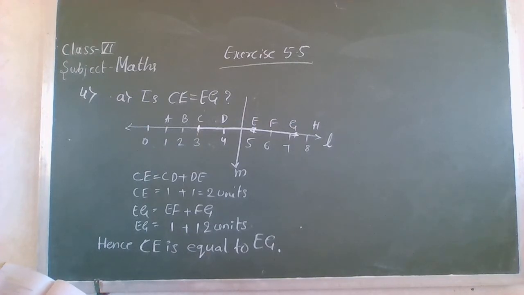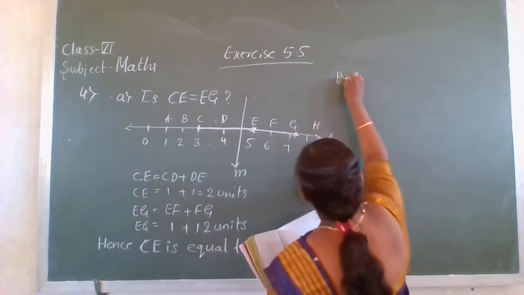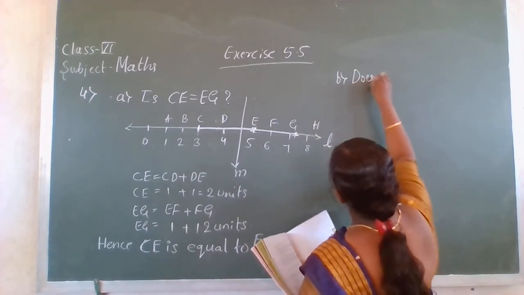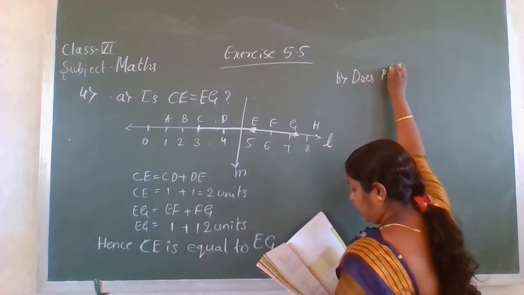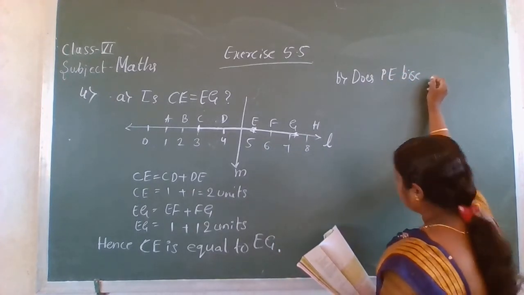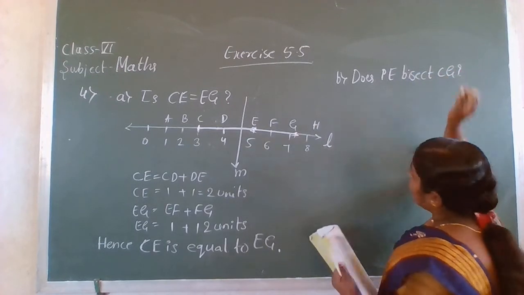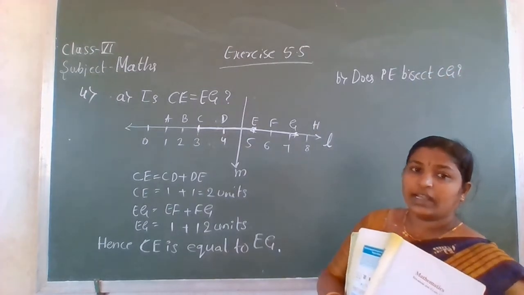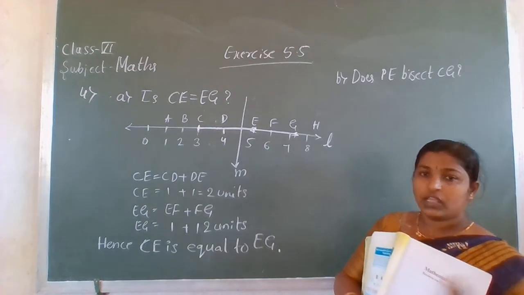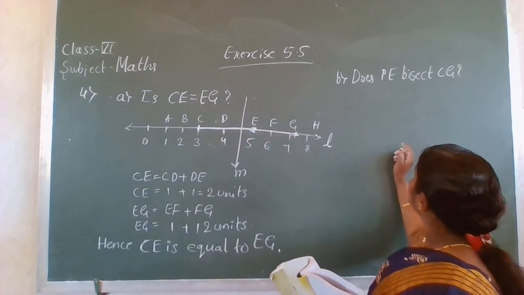Then they are asking another question. B, does PE bisect CG? Bisect means cutting equally. Okay, here they are asking whether the line bisects CG or not.